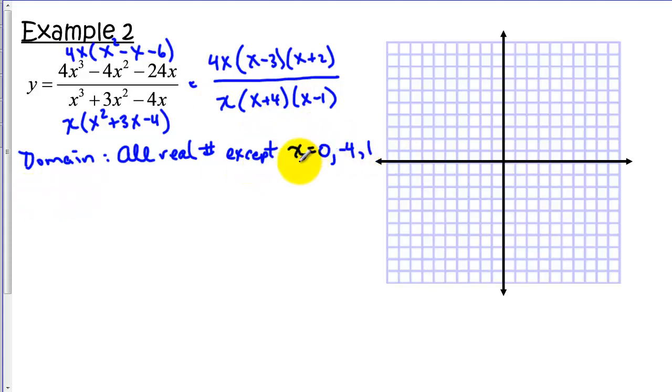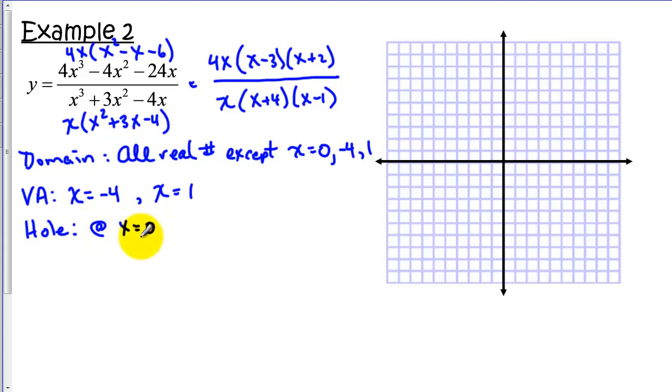At those values, we're either going to have vertical asymptotes or holes. So values of x that only make the denominator equal 0 and not the top, so meaning not places where there's a common factor, that's where our vertical asymptotes will be. So we're going to have a vertical asymptote at x equals -4 and at x equals +1. And since the x is on both the top and the bottom, if we simplified it, it would cancel out. We're going to have a hole at x equals 0.